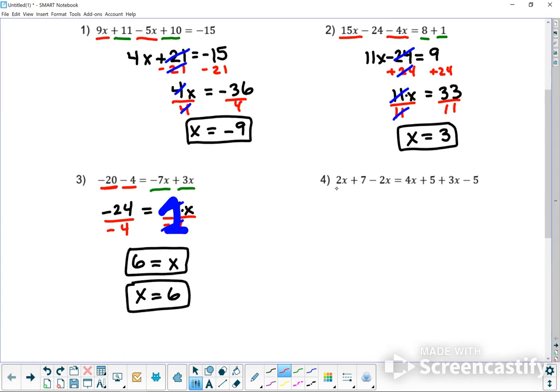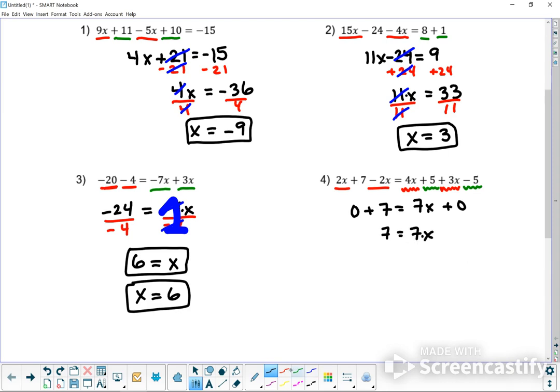Combine like terms, 2x and negative 2x. And on this side, negative 4x and 4x and 3x. So 2x and negative 2x actually makes 0, and then all I have is just 7 all by itself. And then on this other side, I have negative 5 and positive 5 together. That's going to make 0 also. But 4x and 3x makes 7x, and then the 5's make 0. So really, I have 7 equals 7x.